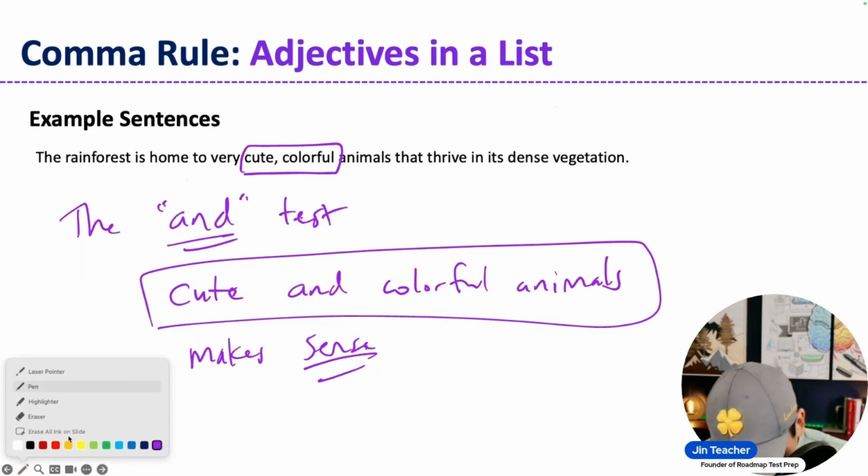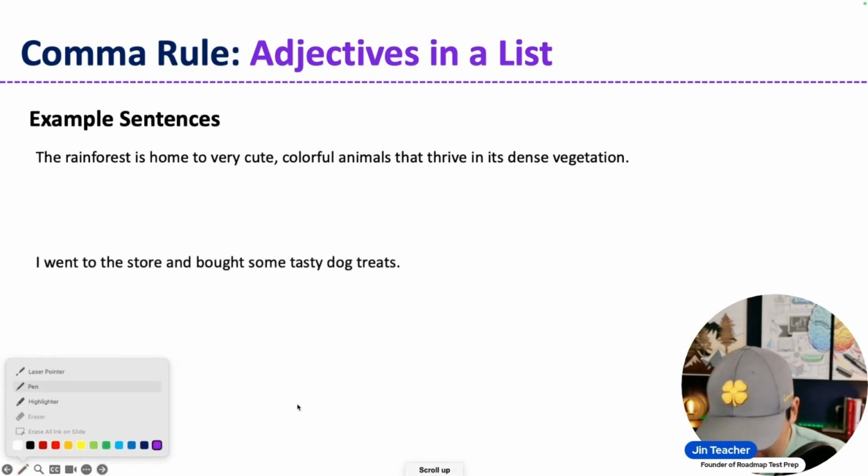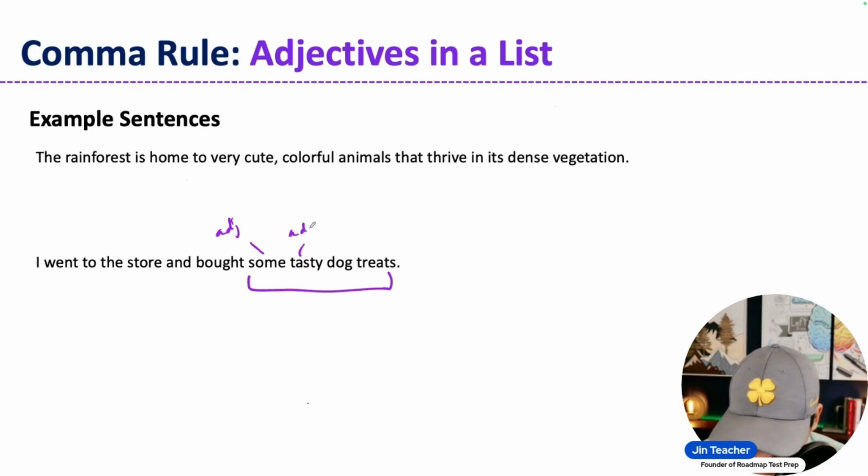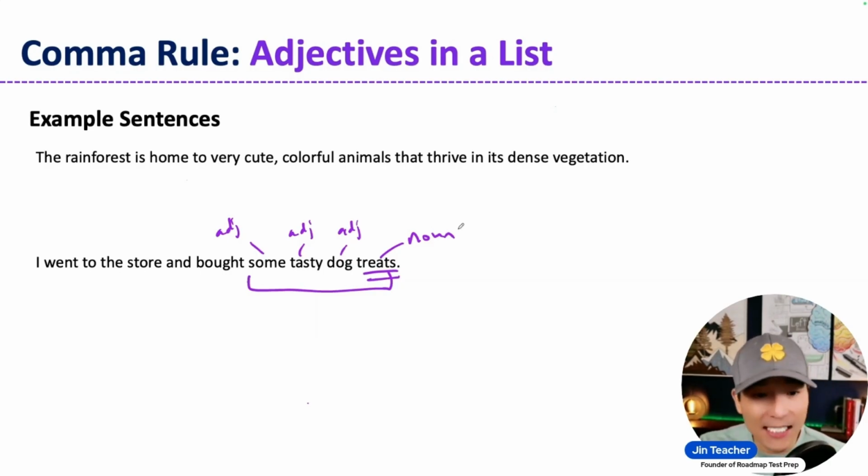Now, you'll be able to tell when it doesn't make sense. Let me give you guys an example of when it doesn't make sense. The sentence reads, I went to the store and bought some tasty dog treats. Identify this component here: some tasty dog treats is the adjectives in a list component. Some is my first adjective, tasty is another adjective, dog is another adjective, and they all describe or modify the noun treats. Remember, adjectives in a list have at least two adjectives, but it always ends with a noun.